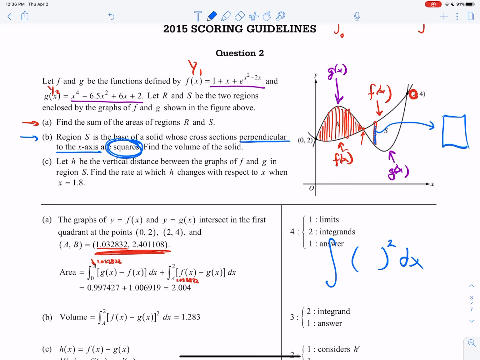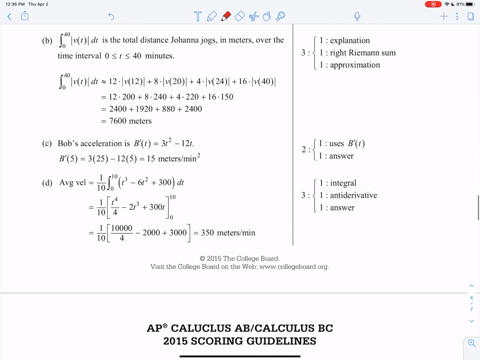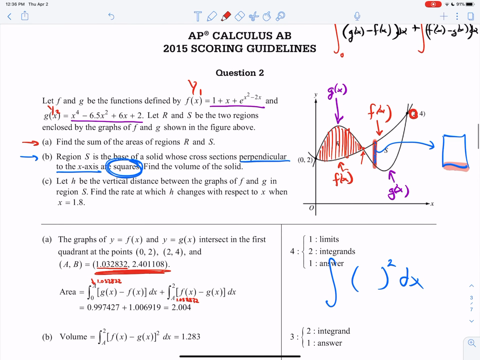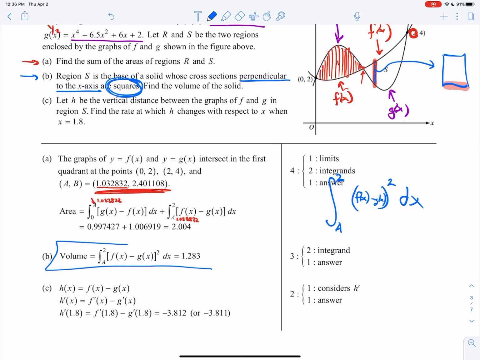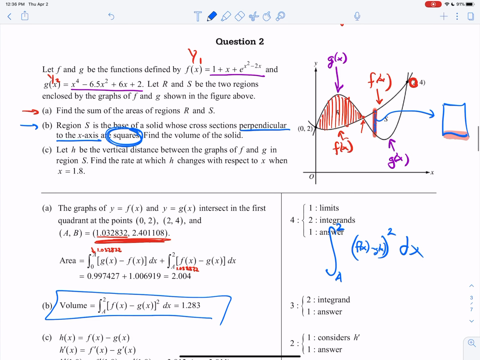So that top and bottom will give me the length of one of the sides here. So basically, all we have to do to get the length of one side is f minus g. Okay, and we would just go from that A intersection to 2, or explicitly 1.032832. Up to you. Plug and chug, you get another 3 points there. Very doable. Okay, here's the last one, part C.